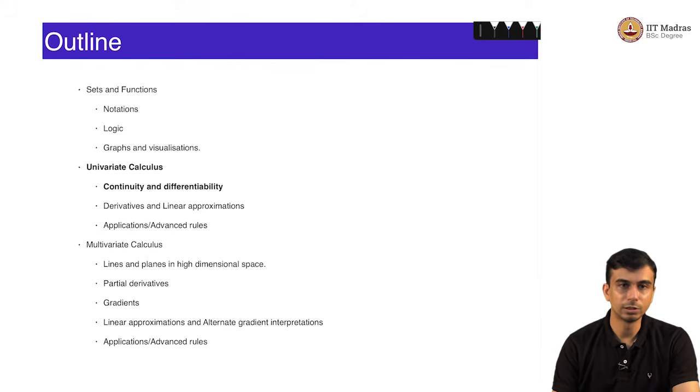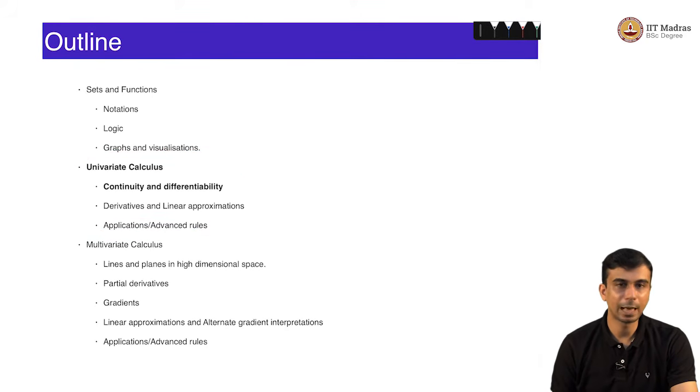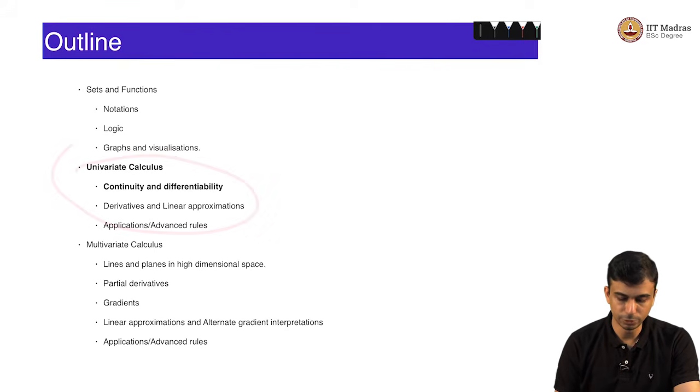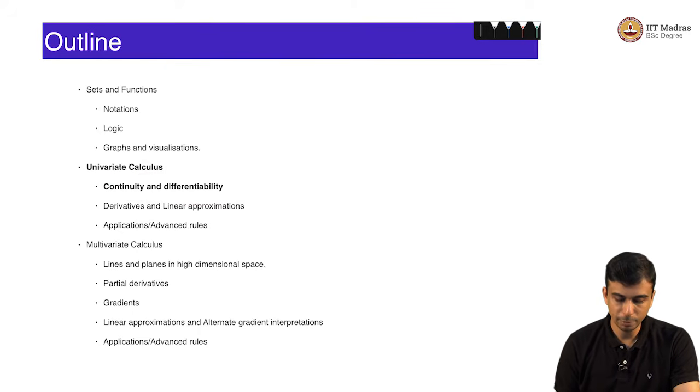We will continue with what we started this week and give a brief recap of univariate calculus and the concepts that are required for the rest of the course. Once again, most of these are concepts that you would have seen in Math 1 or Math 2, but these deserve repeating. Here is a brief overview of this module, which is we will give a brief recap of continuity and differentiability.